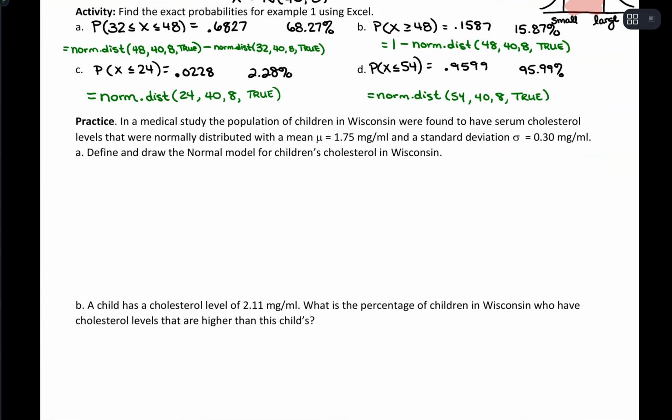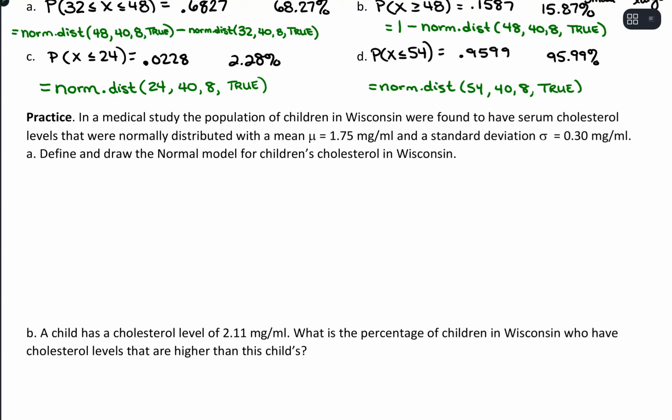So we have this medical study of the population of children in Wisconsin were found to have serum cholesterol levels that were normally distributed with a mean of 1.75 milligrams per milliliter and a standard deviation of 0.3 milligrams per milliliter. So first thing we're going to do is define and draw the normal model for children's cholesterol in Wisconsin. So if this children's cholesterol level is our variable X, it is defined by a normal model, so my capital N, parentheses, and then I'm going to list the mean and standard deviation, so 1.75, comma, 0.3.